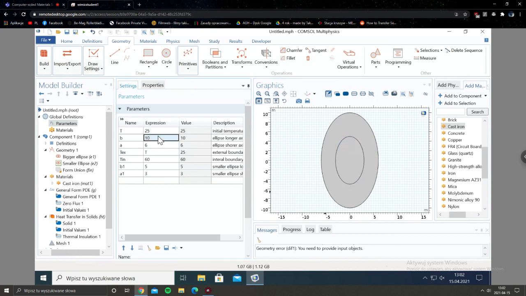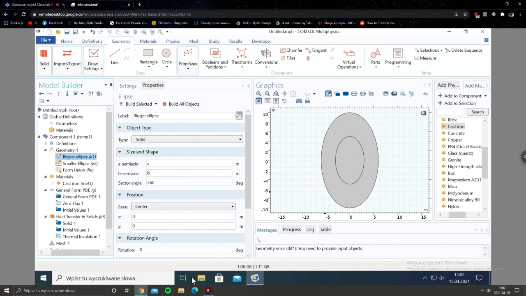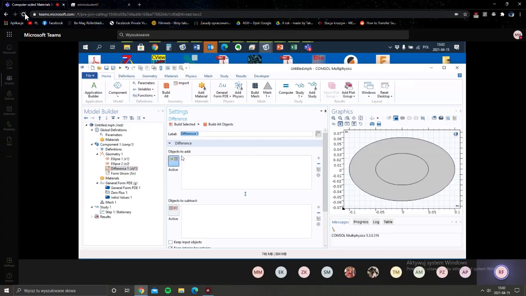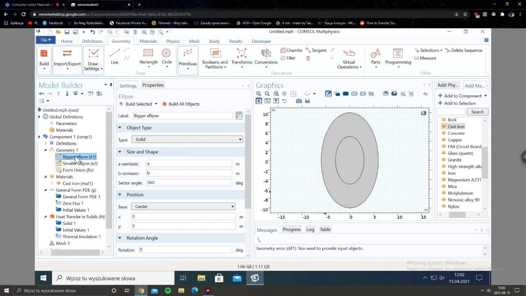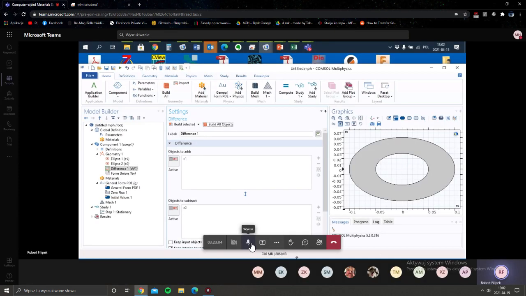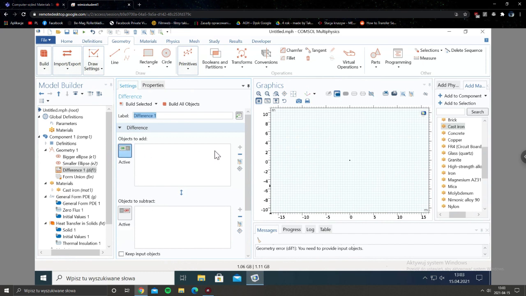Okay, thank you. So in the geometry, let us create an ellipse with A and B. We'll create another one by duplication, and the size was twice smaller. Now we have to subtract them. In the geometry, choose Boolean and partitions and choose difference. From the big one, we subtract the smaller one. As a result, we have such geometry. Okay? All right. Please save your projects.